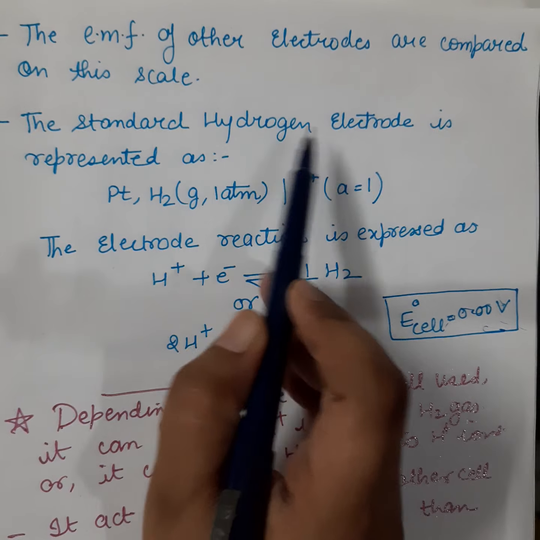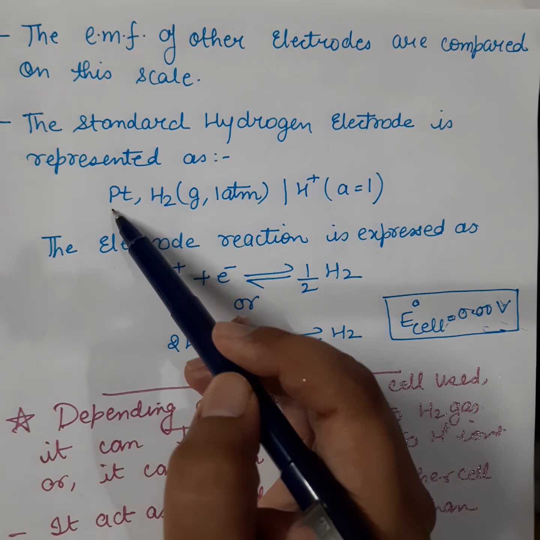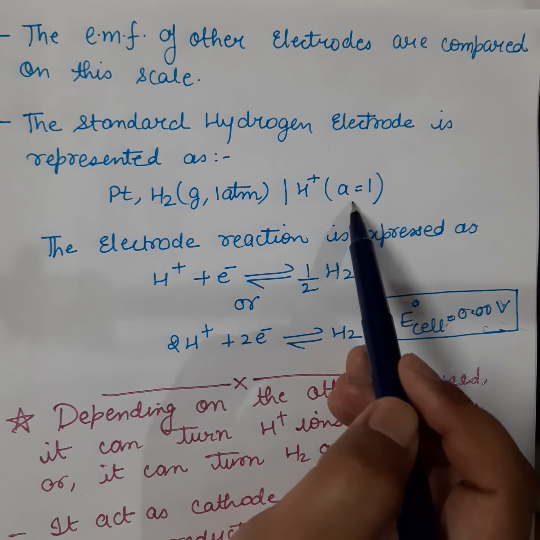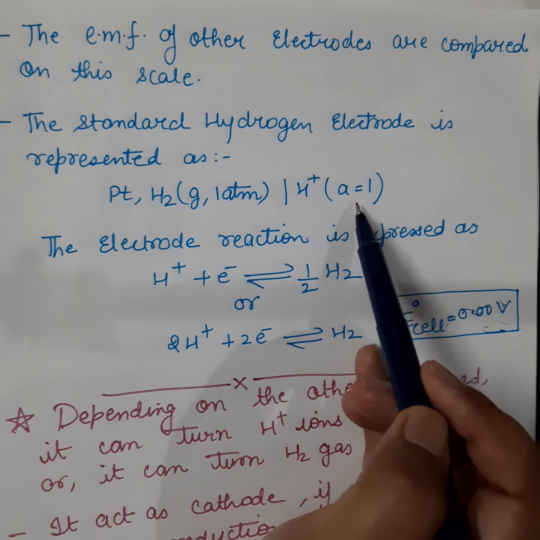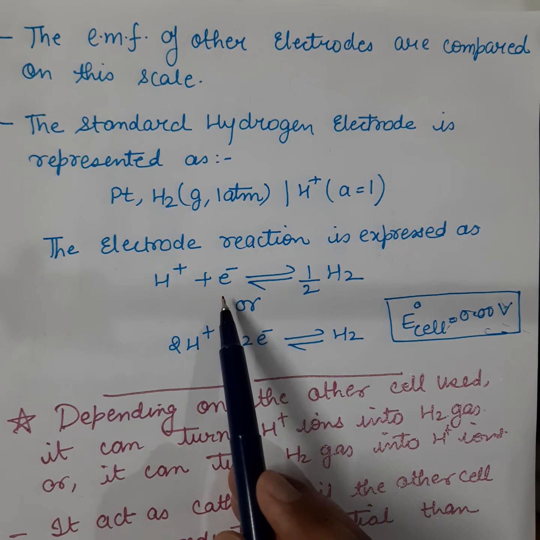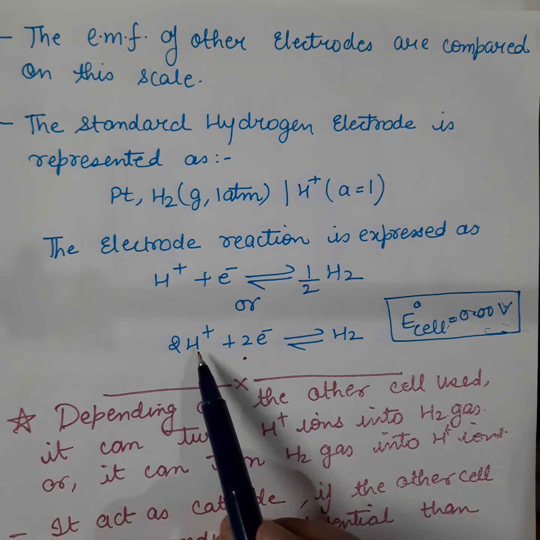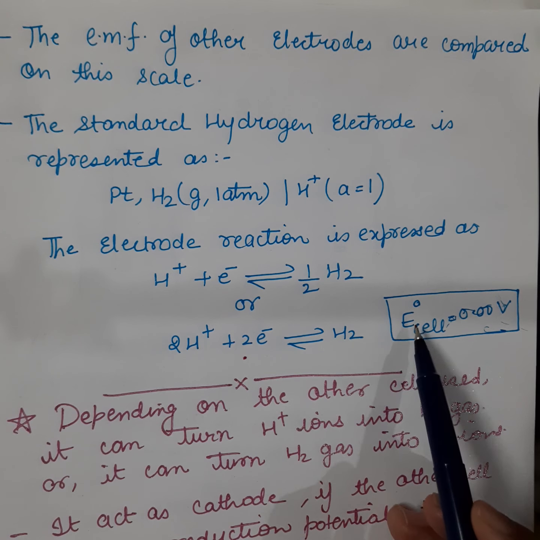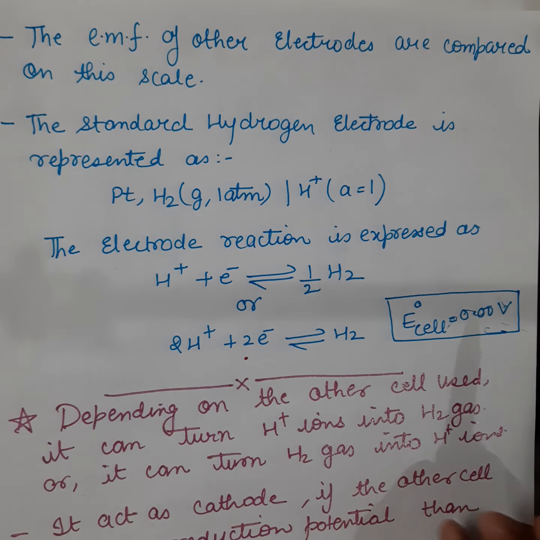The standard hydrogen electrode is represented as Pt, H2 gas slash H plus, because we use a platinum electrode. This is known as activity, or we can say concentration, that is 1. The electrode reaction is expressed as follows: this is the part of reduction and this is the part of oxidation. Here, H plus ions are in equilibrium with the hydrogen gas. So at that point E naught cell is equal to 0.00 volts.